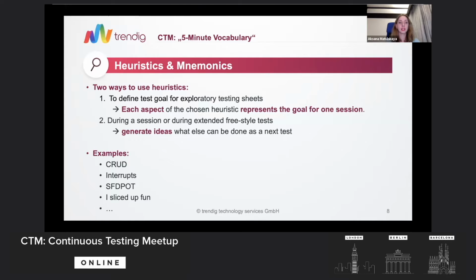And the next way to use a heuristic is during the session for idea generation: what you can do next. So what is your next test step? Some examples are CRUD, interrupt, so to test sign off, close or restart, SFDPOT or San Francisco Depot, and many others. So let's look at the most popular ones.